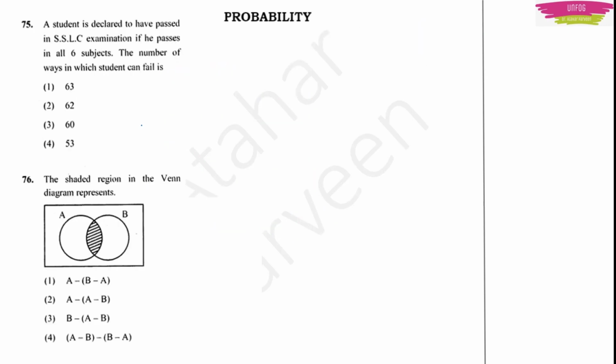Next question number 75. This question is from probability, I suppose. The question is, a student is declared to have passed in the SSLC examination if he passes in all 6 subjects. The number of ways in which the student can fail is. Actually, there is one formula. If there are n subjects, then the student can fail in 2 to the power n minus 1 ways. Just substitute here 2 to the power 6, because there are 6 subjects. 2 to the power 6 minus 1, it will be 64 minus 1, or 63 ways.